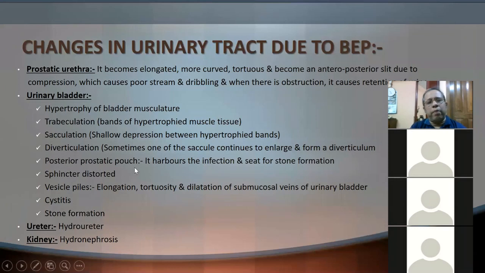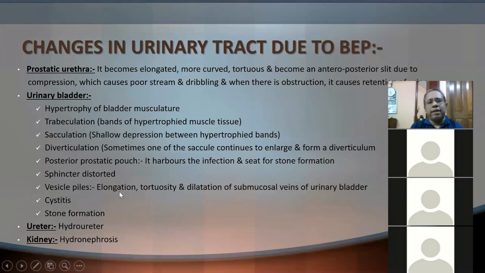And posterior prostatic pouch. Whenever the median lobe is enlarged, the bladder neck is high up, and therefore behind the trigone there is a pouch formation, which is called the posterior prostatic pouch. And that always causes stay of the urine there, stasis causing infection, and ultimately the seat of calculus formation and stone formation there. And the enlarged median lobe goes up, distorting the internal sphincter, and that enlargement causes a pressure effect, also to some extent bladder neck compression.